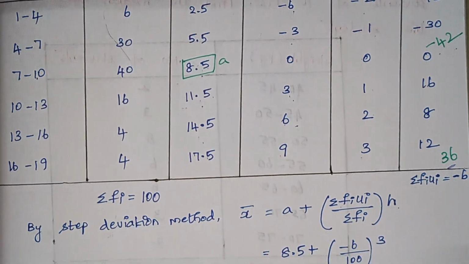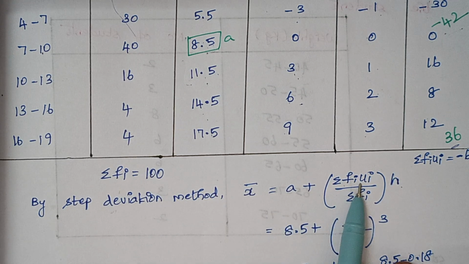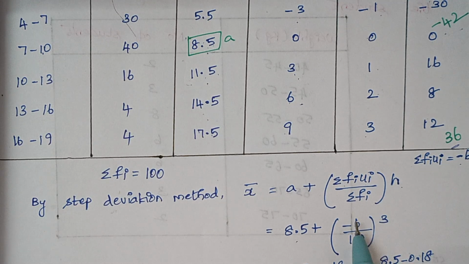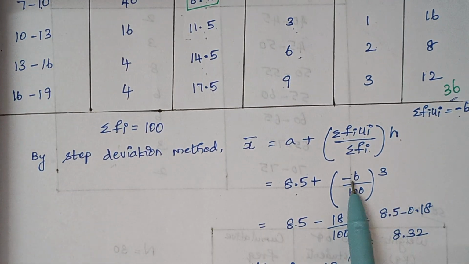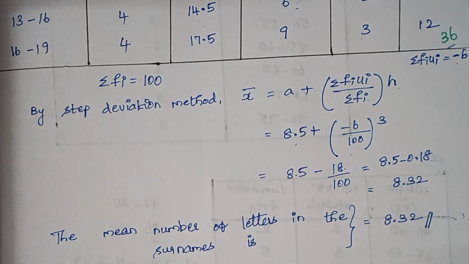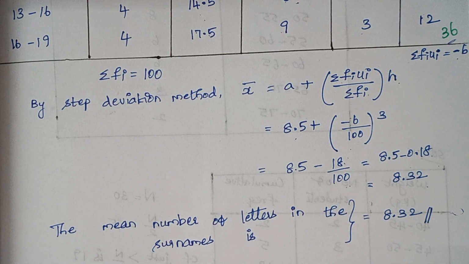Now just substitute these values here. By step deviation method, mean is A plus summation of Fi ui by summation of Fi into h. Here the value of A is 8.5. Summation of Fi ui is minus 6, summation of Fi is 100 and h is 3. So 6 3s are 18. So 8.5 minus 18 by 100. So 18 by 100 gives 0.18. When you subtract here, finally we end up with the answer 8.32. So here the mean number of letters in the surname is 8.32. So this is the mean value.